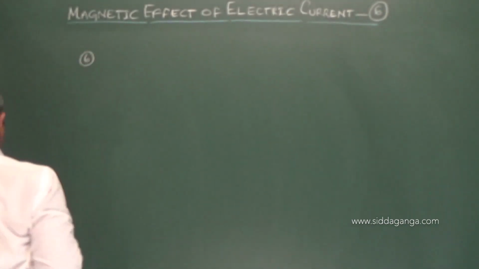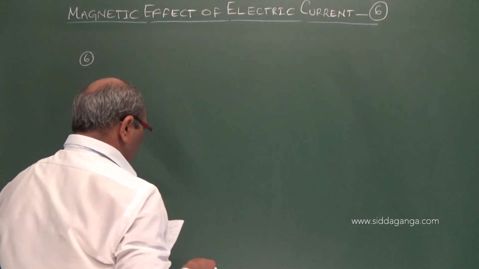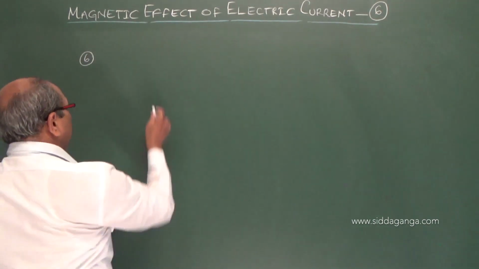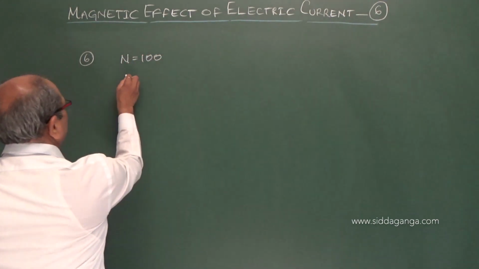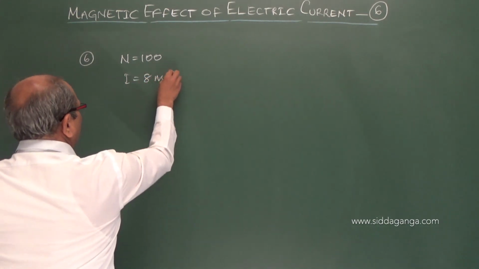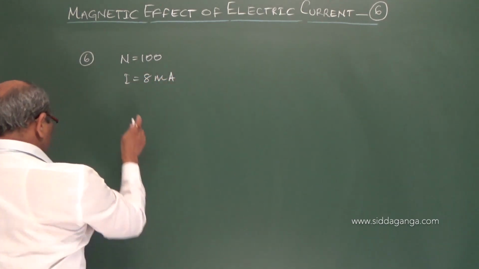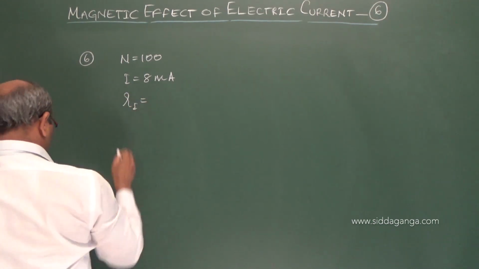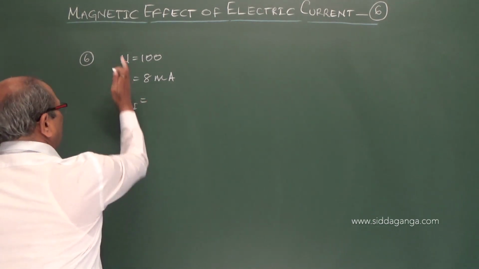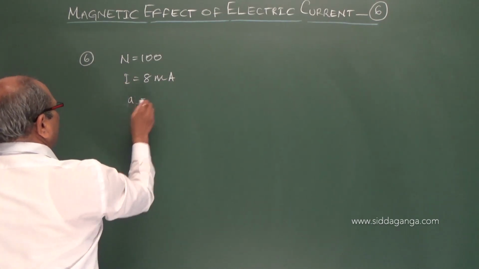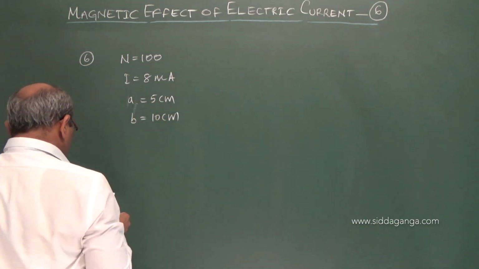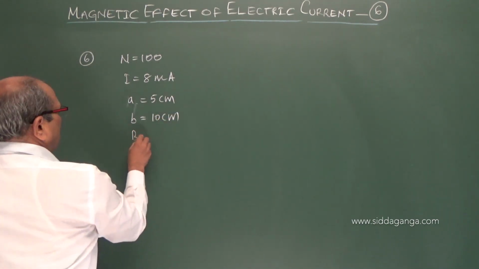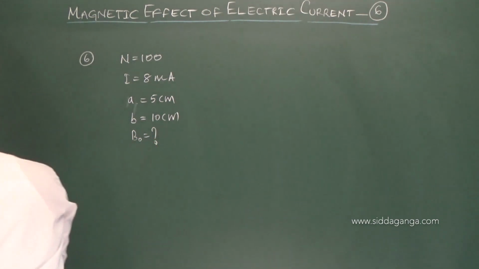Let us go to another. You are given a thin insulated wire in the form of a spiral of 100 turns, carrying current 8 milliampere, with inner radius A of 5 centimeter and outer radius of 10 centimeter. Find the B at the center of that spiral loop.